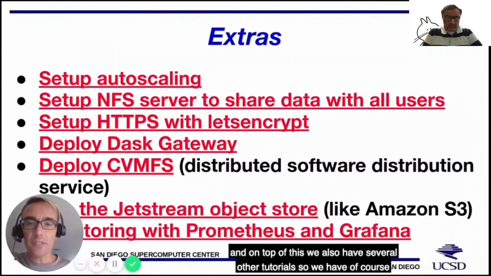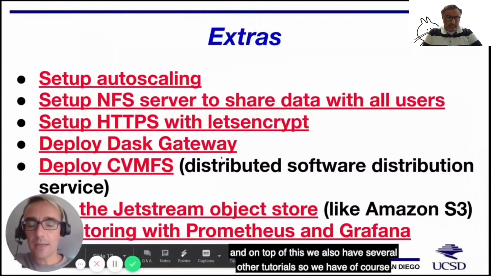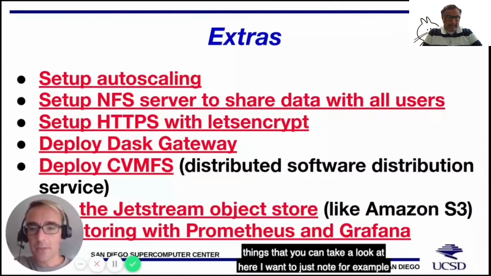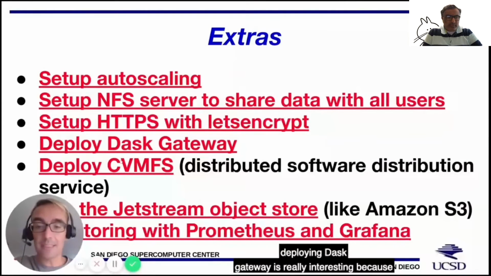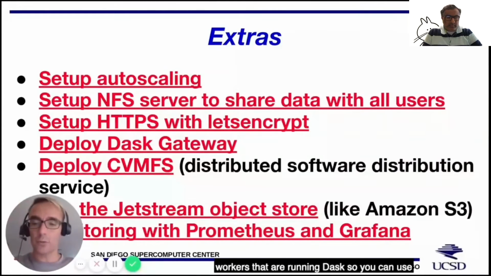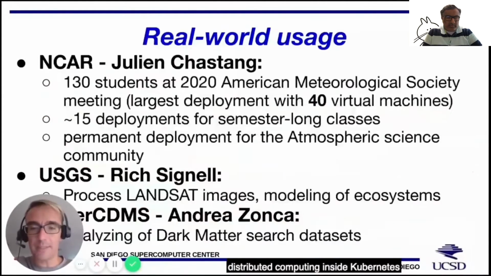And on top of this, we also have several other tutorials. We have, of course, autoscaling, and then we have other things that you can take a look at here. I want to just note, for example, deploying Dask Gateway is really interesting, because you can deploy Dask so that on top of using your single user Jupyter notebook, you can connect to other workers that are running Dask. So you can use distributed computing inside Kubernetes.